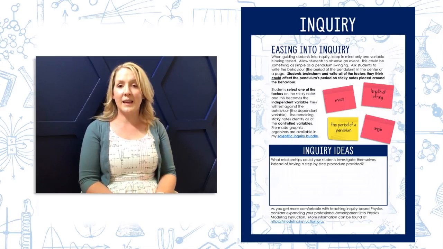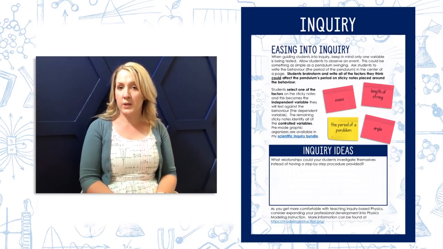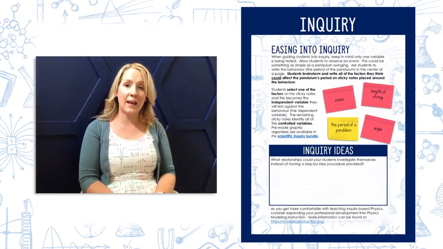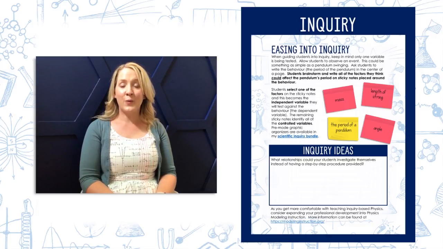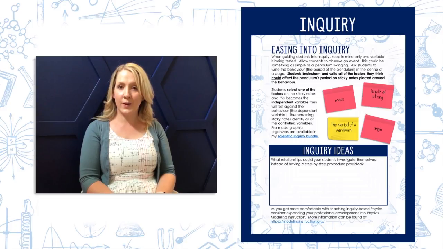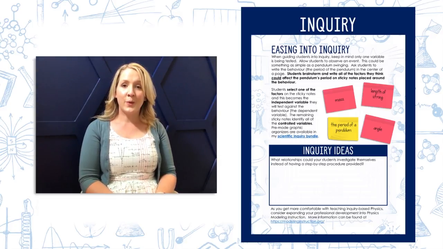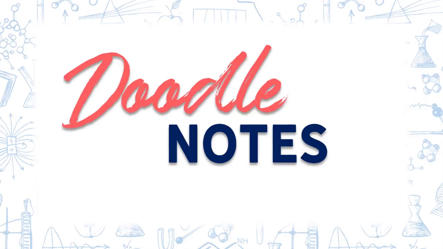So it could be things like the length of the string, the material, the mass at the end, the angle it's pulled back. And then from there, they choose one of the outer sticky notes to be their independent variable, and that first sticky note becomes their dependent variable. From there, students can plan out their own experiments. It's pretty easy for them to do it at this level, and just keep in mind they need to have all of those other sticky notes kept as their controlled variables.